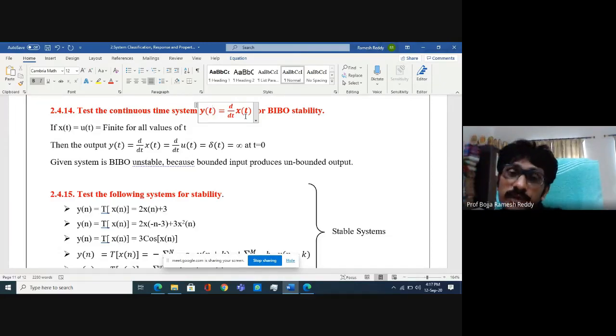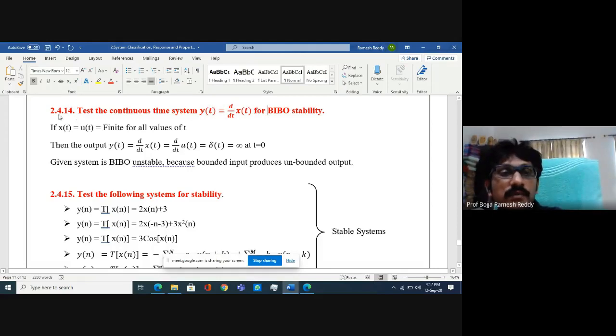If the output is bounded, then the system is called BIBO stable. Bounded input, bounded output, stable. Okay, very clear. Now see, for this system, you can take anything randomly, but I am taking x of t equal to u of t. Input is equal to u of t.